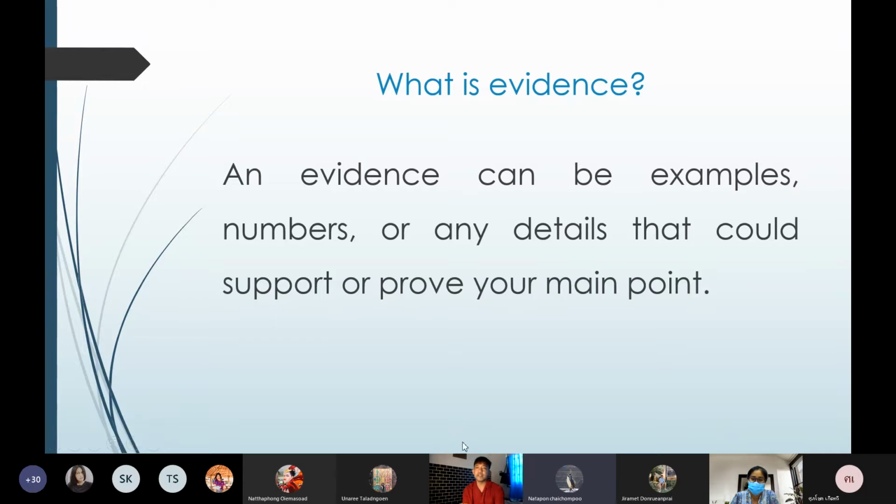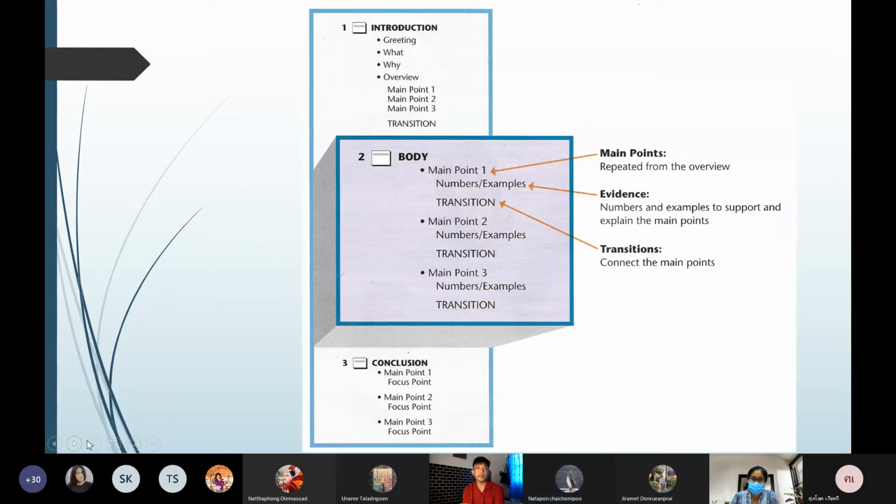Let's move on to the next slide so that we could understand what the body is. This is the structure of the body. You can see the introduction first: the greeting, the what, the why, and the overview. In the body, you will discuss in more detail the overview: main point 1, main point 2, and main point 3. That's in the body.